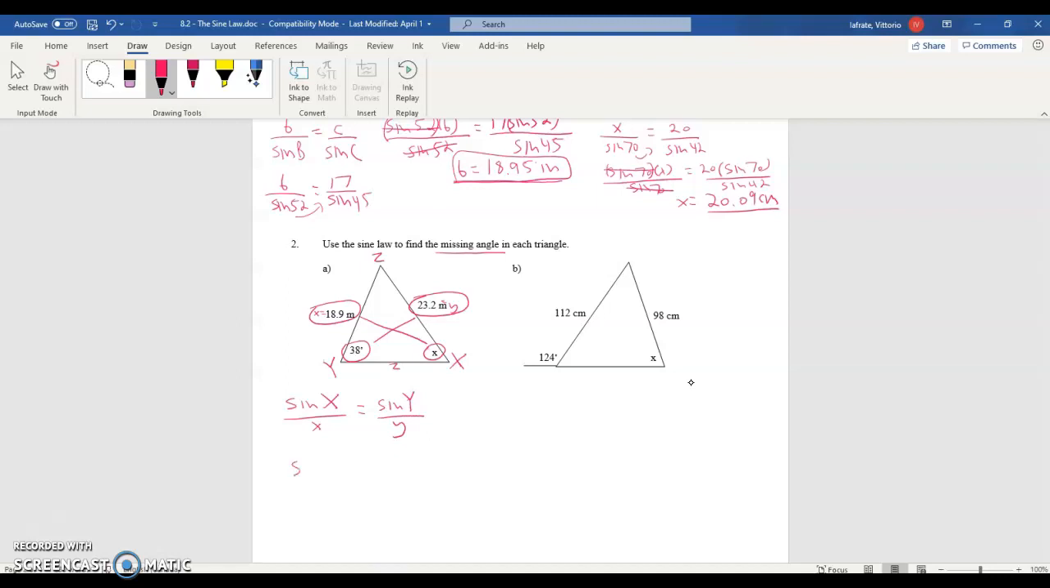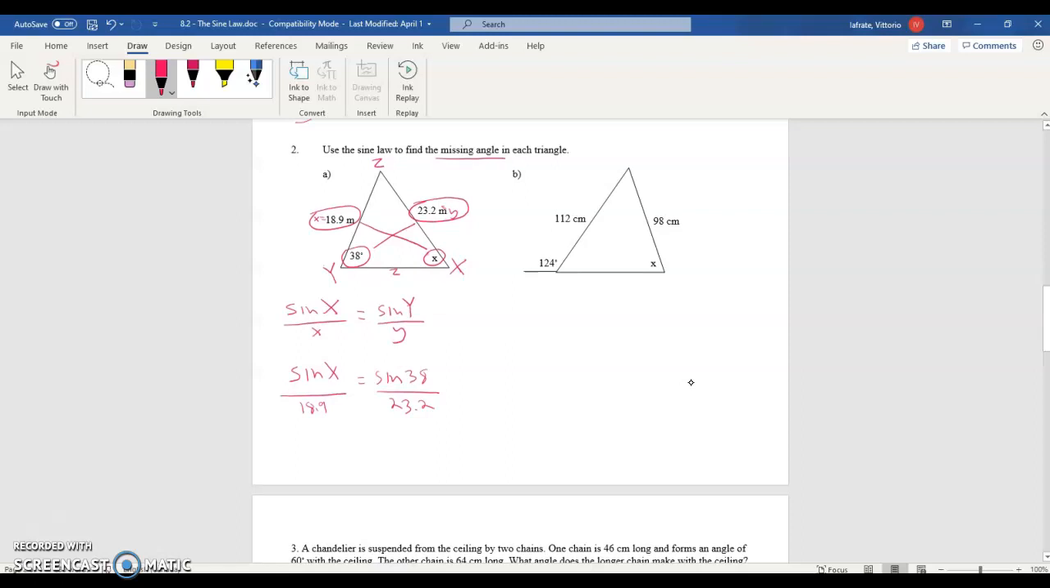And so that will give us sine. And I didn't have to call this x just because it was x here. I could have called this big A, made this side little a. And I could have called this b, made this side little b, and c, made this side little c. I didn't have to make this big x, because the x just means there was something unknown there. That's all that means. And I'll do that in the next triangle. Sine of x over 18.9 is equal to sine of y, which is 38, over 23.2.